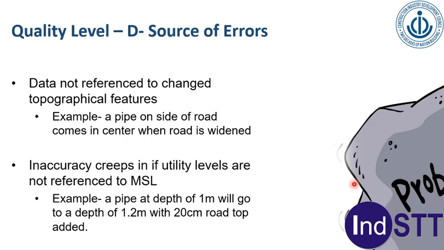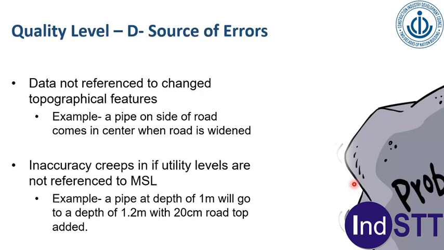So, quality level C should rarely be used for design purposes when underground utilities are present. It's definitely an improvement on quality level D, but again, not good enough for design or construction. Here, this is the mapping of surface utility features. You can use a total station or DGPS, and that is what comes in quality level C.